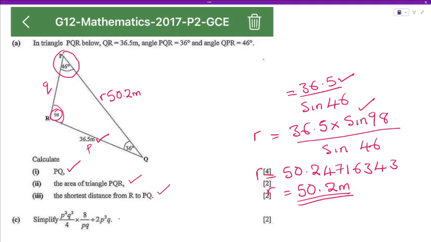Okay, then of course you're going to have either this one for simplifying an algebraic fraction, or it will be that one for a difference of two squares. So that's how this question is structured.